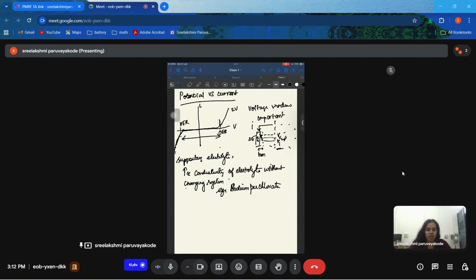And then we saw why we are adding supporting electrolyte into the system. Supporting electrolyte increases the conductivity of the electrolyte without changing the system. Thereby we can increase the conductivity and reduce the potential drop at the electrolyte interface. An example is sodium perchlorate.